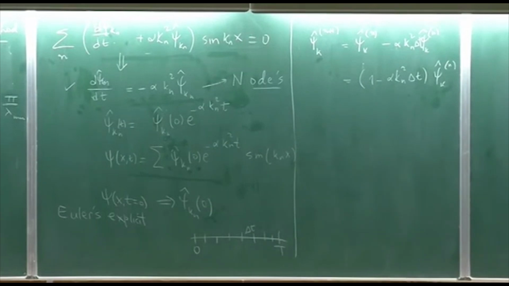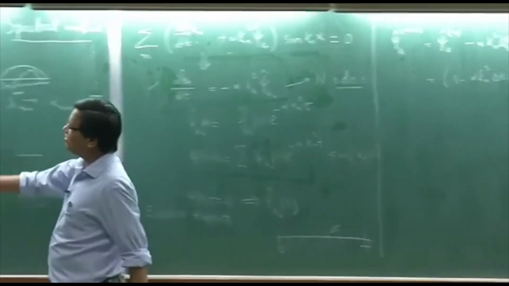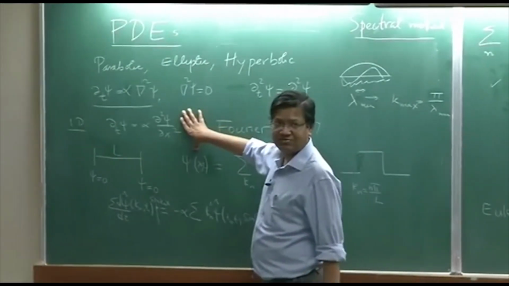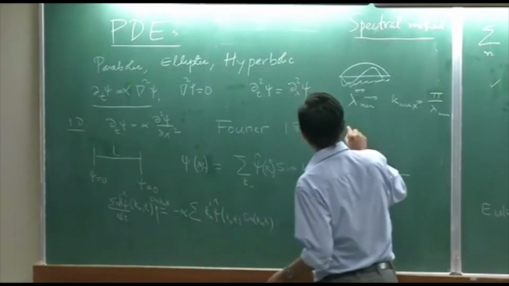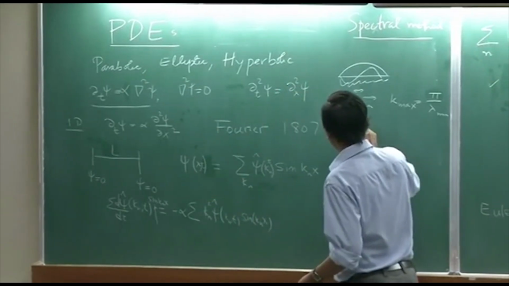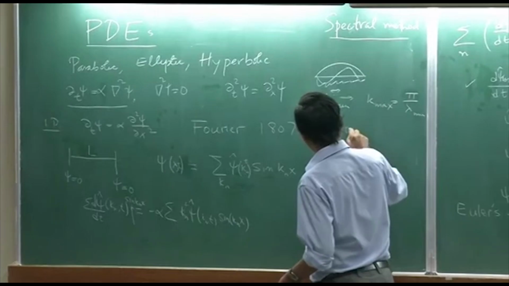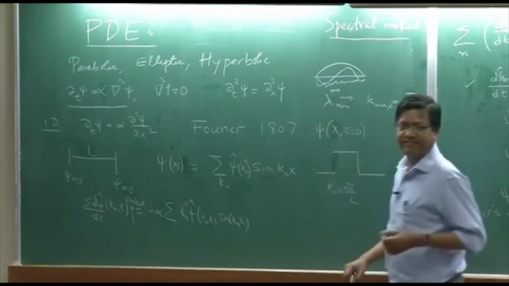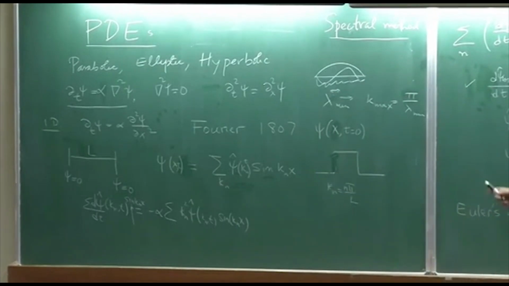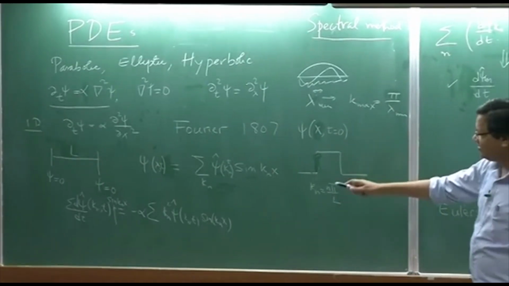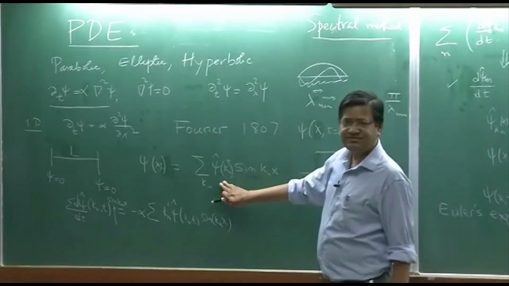So given the initial condition I can find that, right? This is an initial value problem, and solving it requires the initial value. So I have to give you what psi x is at t equal to 0. Okay, so once I know this, I can do the Fourier transform to get this at t equal to 0.